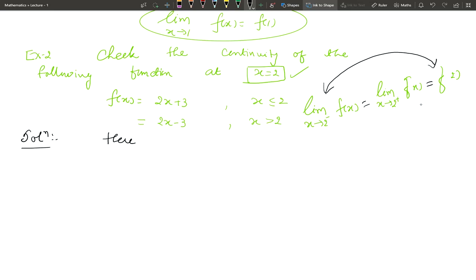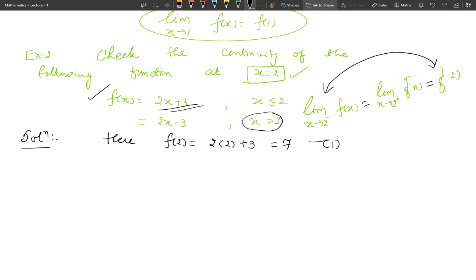Here, f of 2, from the definition of the function, put x equal to 2 in 2x plus 3. We have used this part of the definition, for x less than or equal to 2, the value of the function f of x is 2x plus 3. So take x equal to 2. 2 into 2 is 4, plus 3 is 7. Say result number 1.